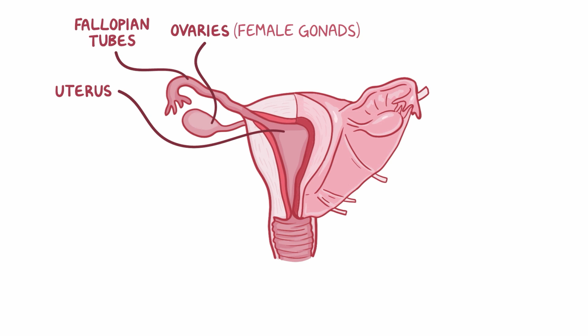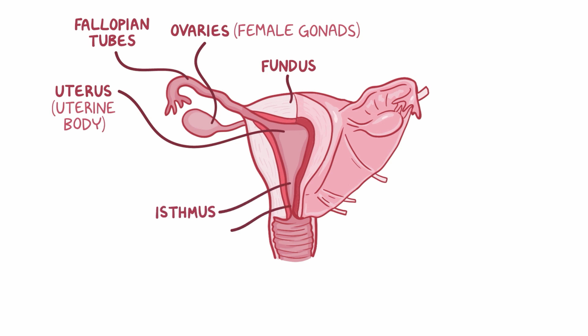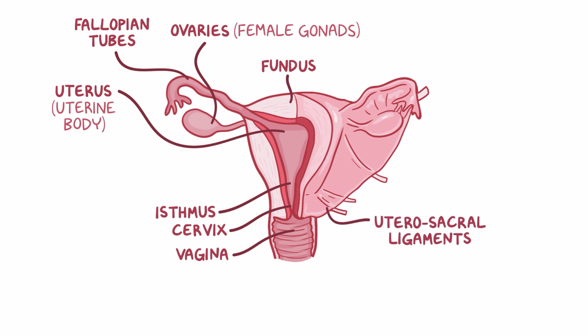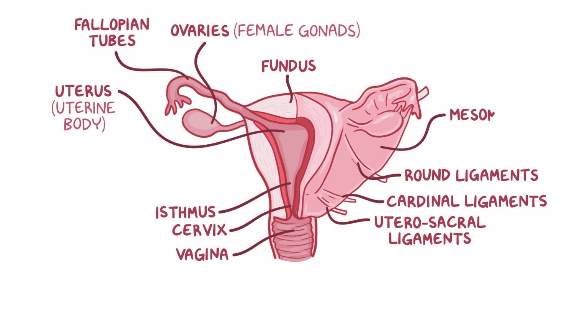The top of the uterus, above the openings of the fallopian tubes, is called the fundus, and the region below the openings is called the uterine body. The uterus tapers down into the uterine isthmus and finally the cervix, which protrudes into the vagina. It's anchored to the sacrum by uterosacral ligaments, to the anterior body wall by round ligaments, and it's supported laterally by cardinal ligaments, as well as the mesometrium, which is a part of the broad ligament.